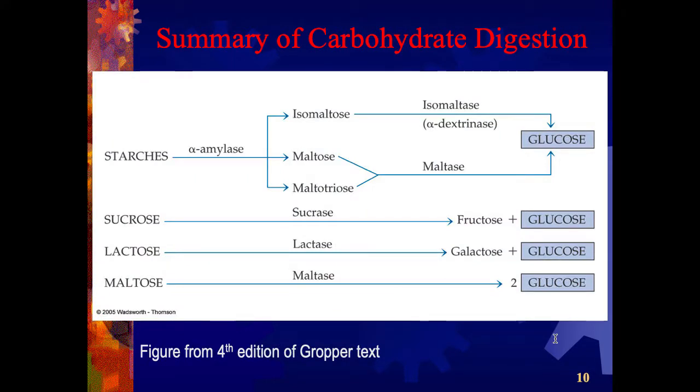One more slide because this is just a summary. This is a good one to go through and just see what we've talked about. Starches, 2 steps. Pancreatic alpha amylase generates these, and these enzymes finish it, so you end up with glucose. These disaccharides, just on the brush border, generate the monosaccharides that can be absorbed. Happens every time we have carbohydrate.